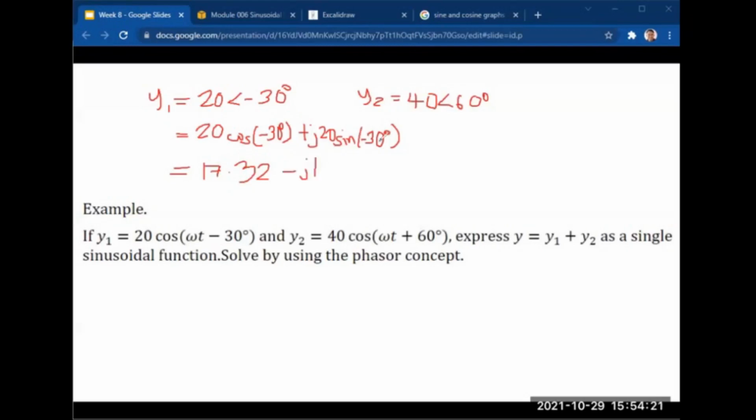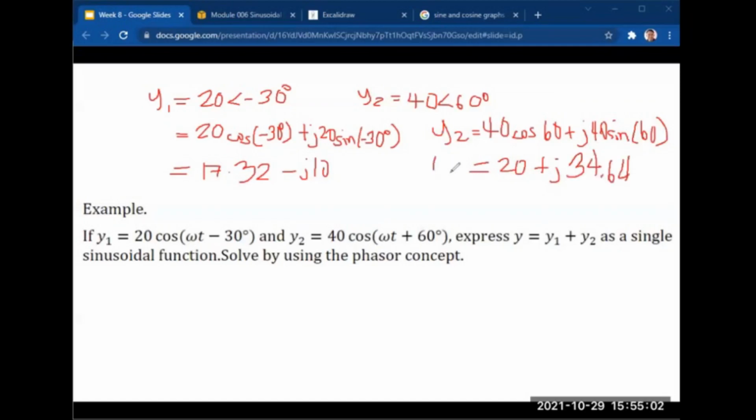For y2, y2 will be equal to 40 cosine 60 plus j40 sine 60. 40 cosine 60 is 20, plus, again, let's solve all together using our calculator so you can practice your calculator techniques, 40 sine 60, which is equal to 34.64. Okay, so you have y2, we have y1.